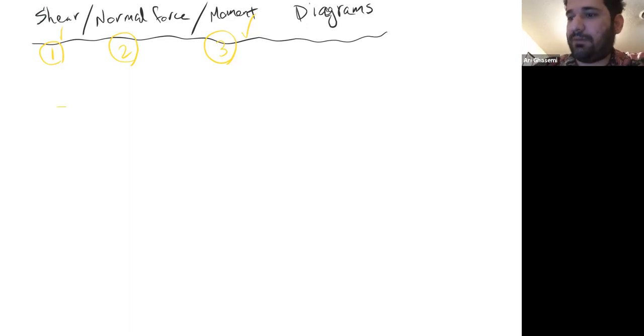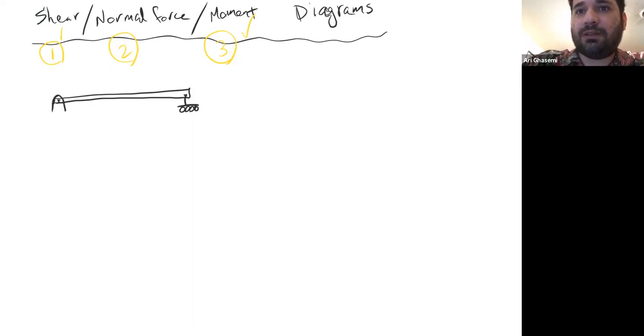Let's say we only have a beam here, one end has a roller, one end is pinned, and then, for example, you have a 2K force right here in the middle, and from here to here is 1 meter. From here to here is 1 meter. Now let's say this is your system.